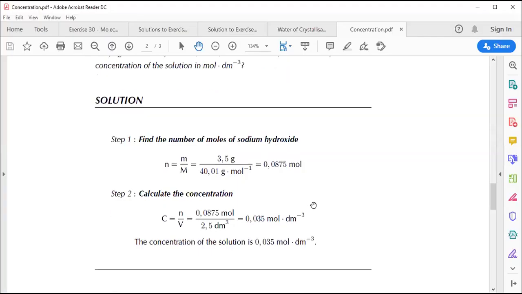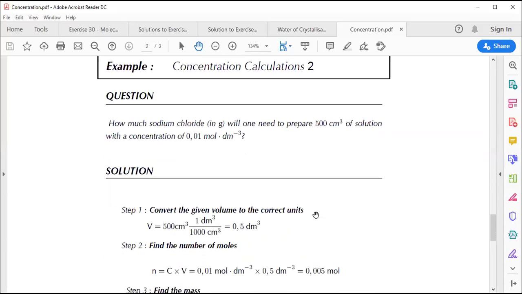There's a last example. The last example says, how much sodium chloride in grams will one need to prepare 500 cubic centimeter of solution with a concentration of 0.01 mole per cubic decimeter? What are we looking for? We're looking for the mass. What are we given? We are given volume.